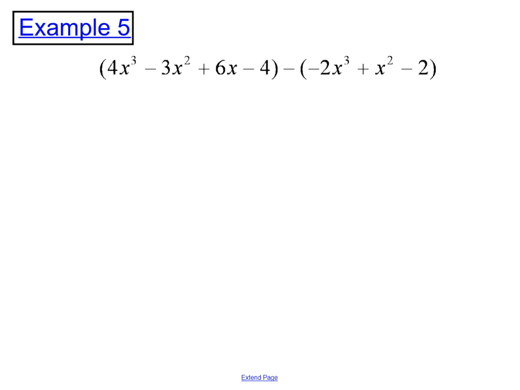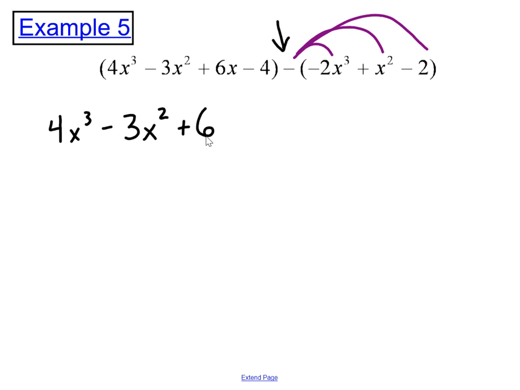Let's try our next one. Notice, once again, we have a minus sign right there, so we need to distribute that negative throughout. So I rewrite this as 4x to the third minus 3x squared plus 6x minus 4. So I have a negative 2x to the third, so it becomes positive 2x to the third. I have a positive x squared, so it becomes negative x squared. I have a minus 2, so it becomes a plus 2.